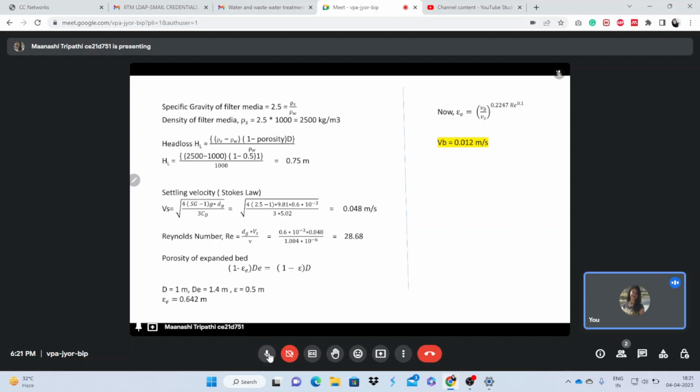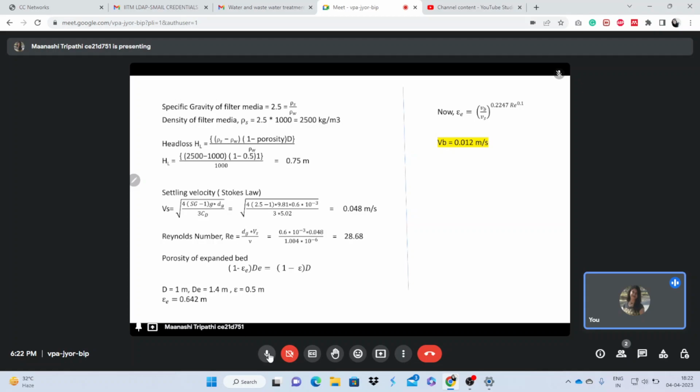So when we are using the Stokes law, this is the velocity formula that we will use: the square root of 4/3 into (specific gravity minus 1) into acceleration due to gravity into diameter of particle, all the units will be uniform, okay, divided by CD. So we got our velocity as 0.048 meter per second. This is the settling velocity, not the backwash velocity. From here we will get the Reynolds number, which came out as 28.66.